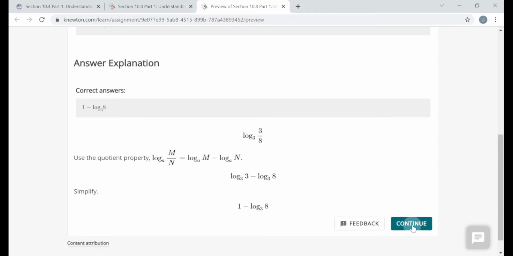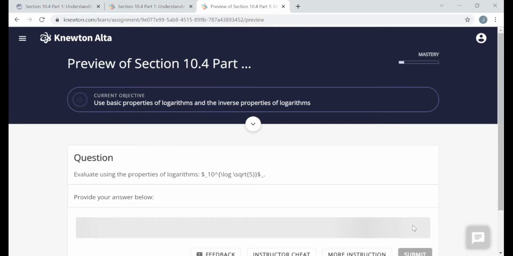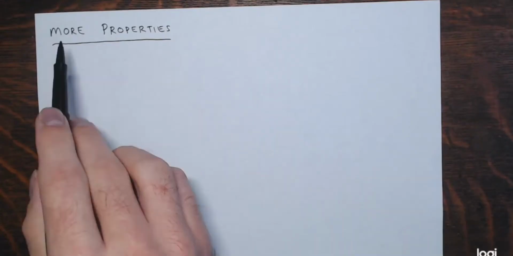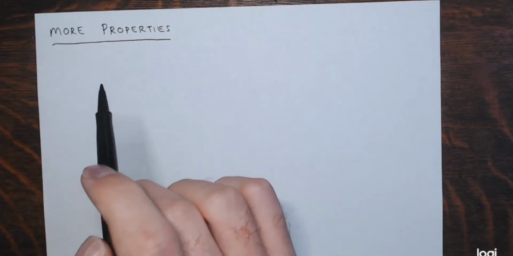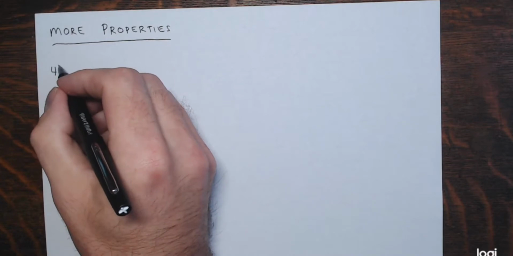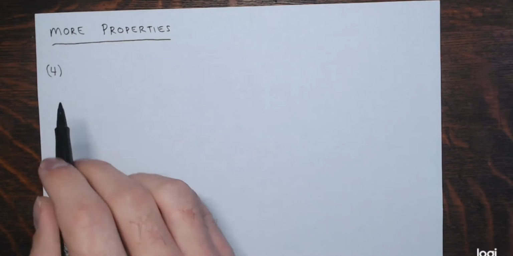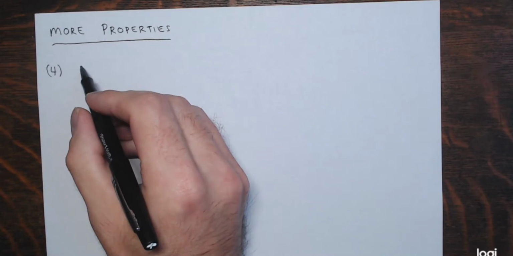Okay, next question. Alright, so this question's on the other properties, which I'm going to also write out. It says use basic properties of logarithms and the inverse properties of logarithms. Alright, so once again I'll write these out on a piece of paper for you, and we'll refer back to them when they're needed. Alright, so I'm just heading the page more properties. Alright, so let's call this, I had 1, 2, and 3 were the product property, quotient property, and power properties respectively.